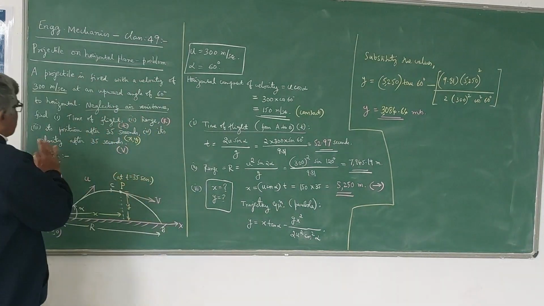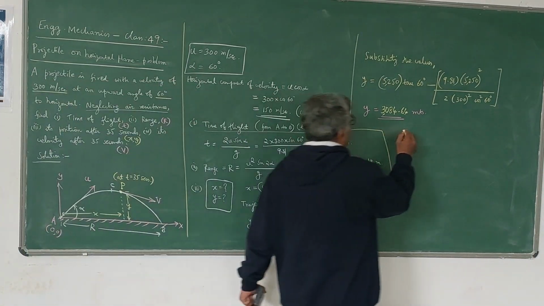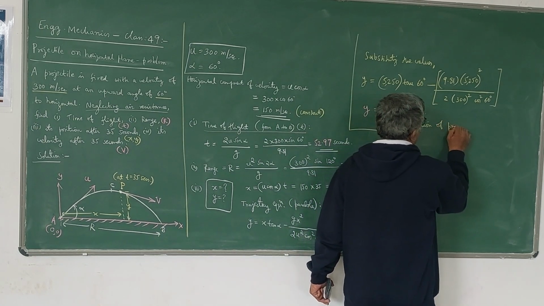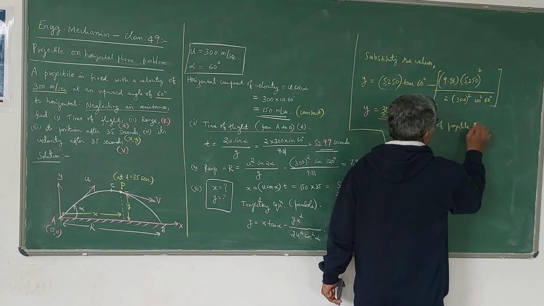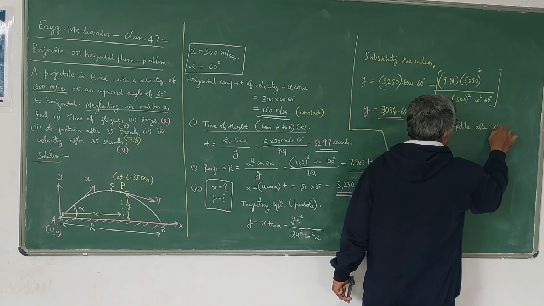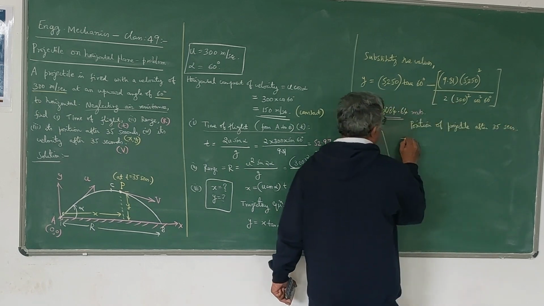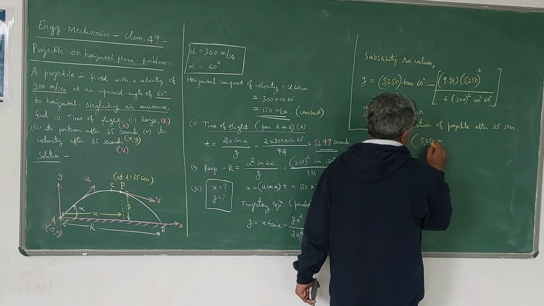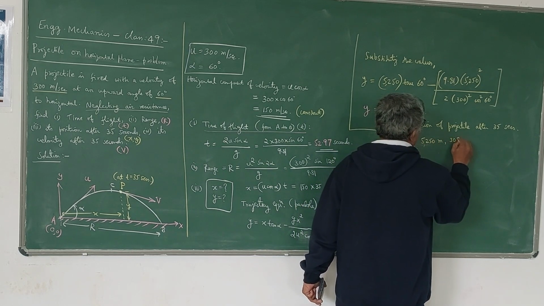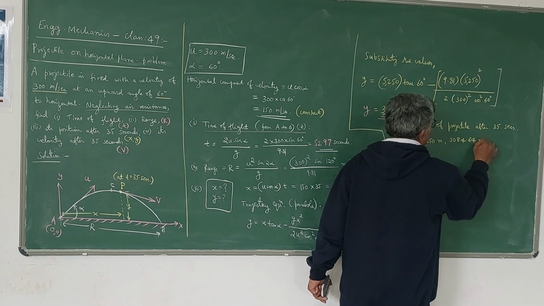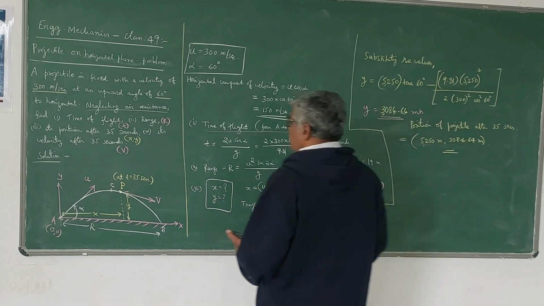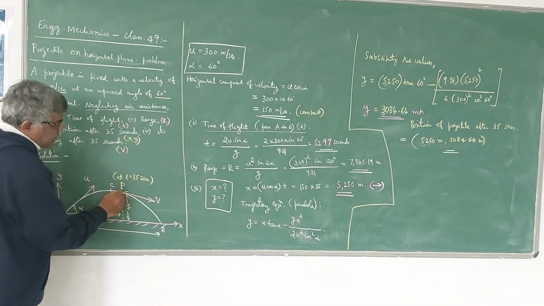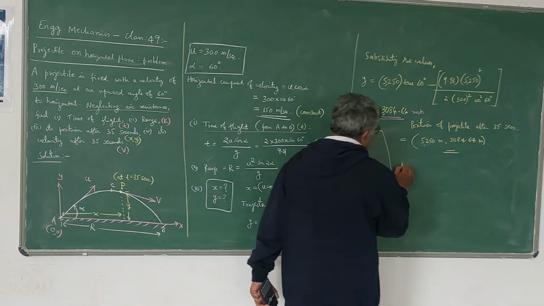Now we have found out the position now. So position of the projectile after 35 seconds, I can write in terms of coordinates, is 5250 meters, 3084.64 meters, X and Y in meters. Next, coming to the last part of the problem, we have to find out its velocity after 35 seconds. That means at the point P, whatever velocity is there, that we have to find out.